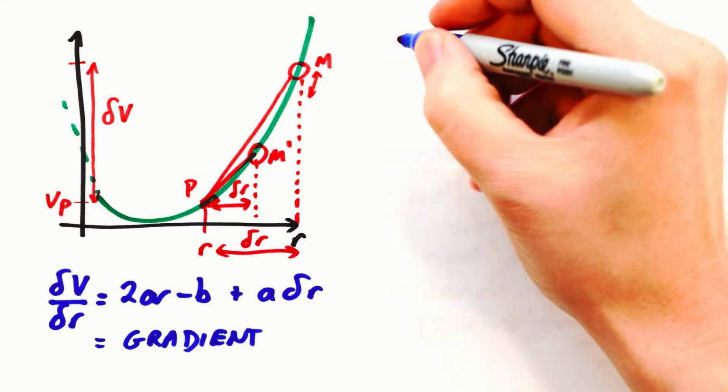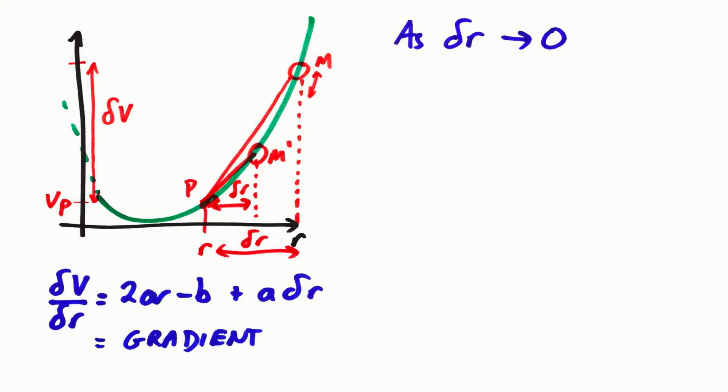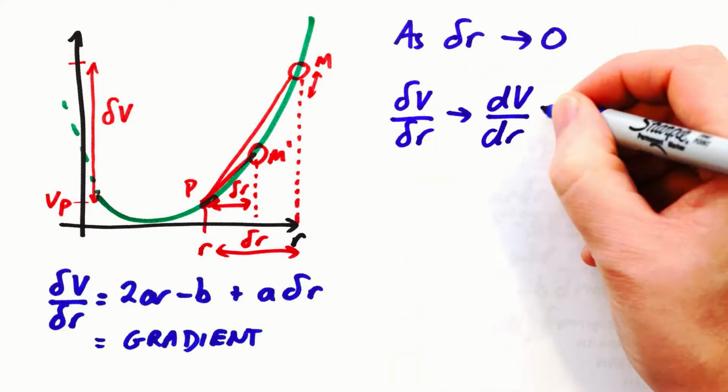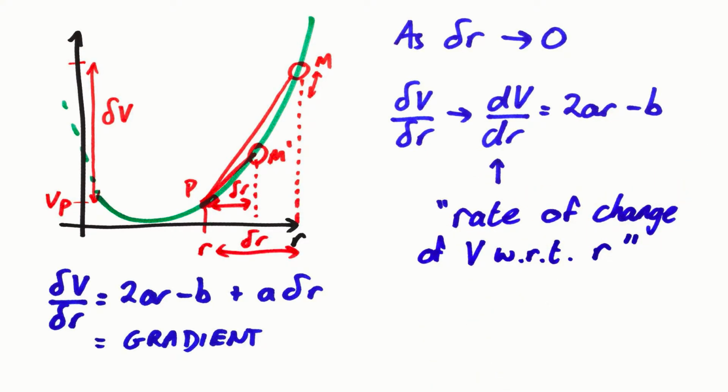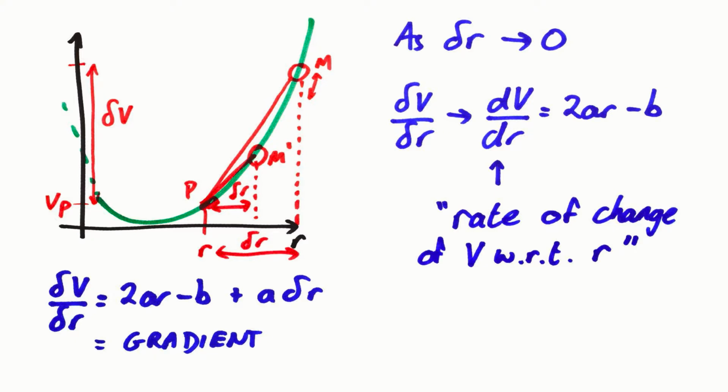However, we can say that as the separation, delta r, tends to 0, the gradient of the plot at that point tends towards 2ar minus b. The additional delta r disappears because it has tended to 0. The mathematical wording we use here is dv by dr, telling us the rate of change of v with respect to r. Remember our initial videos where we have the difference between labeling the symbols and what the symbols actually mean. Here we have a symbol which is more complex, the dv by dr, but what it means is the rate of change, or the gradient, of v with respect to r.